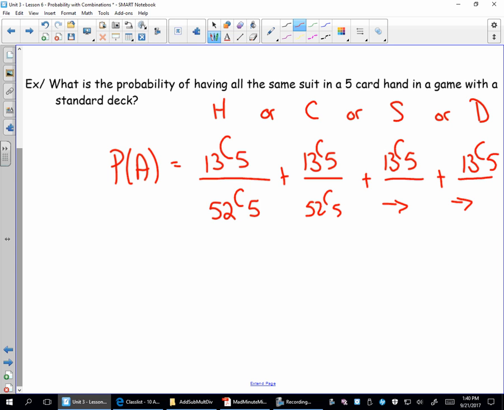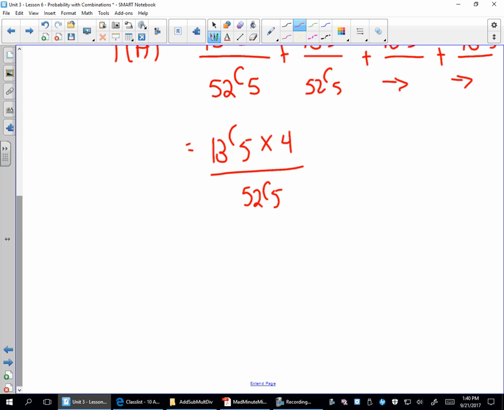Or, if you will, I could do 13 choose 5 for any of my 5 cards times the 4 different choices, hearts or clubs or spades or diamonds, divided by 52 choose 5. Sometimes it's faster to write things out as a multiple rather than writing out each separate case. But if it doesn't make sense in your brain, write out each separate case. That might help you.